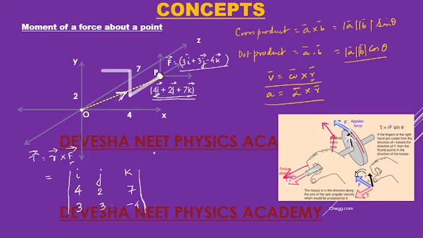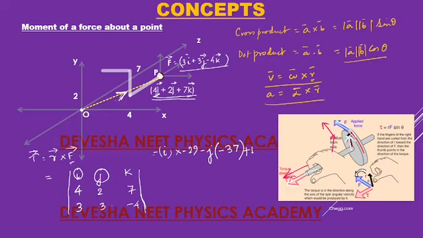If I take i, we just need to take this here: 2 into minus 4 is minus 8, minus 3 into 7 is minus 21, so minus 8 minus 21 becomes minus 29. Then for the j part, we need to take minus j and do the same thing. 4 into minus 4 is minus 16, and 3 into 7 is 21, so minus 16 minus 21 is minus 37.